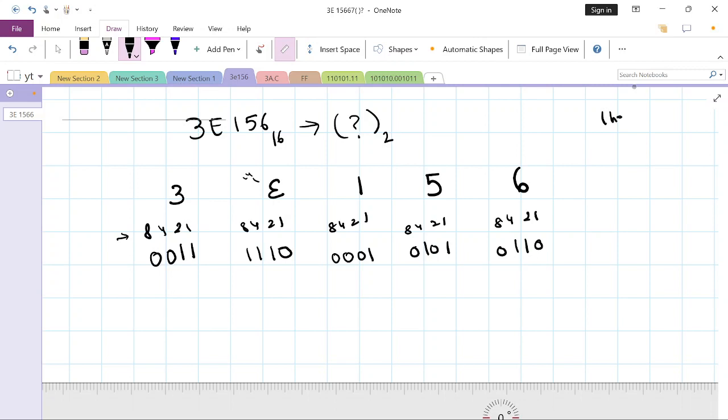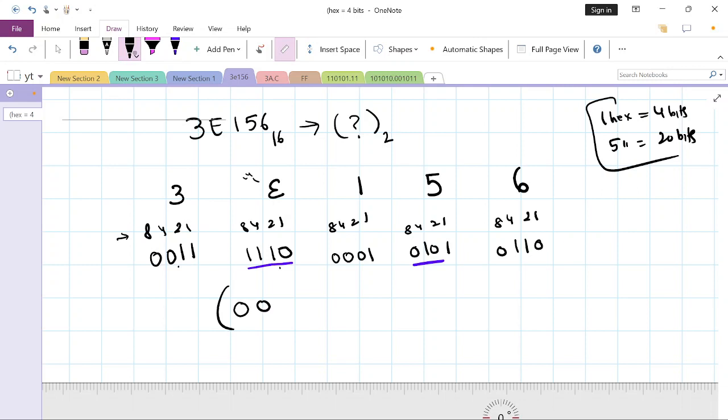See, one hexa digit is represented by 4 bits. Now how many hexa digits are there in the question? 5, so you must get 20 bits. So that is also one way to cross check. So 4, 8, 12, 16, 20 bits. Now I'll just mark this section so that you can understand where I'm writing what.